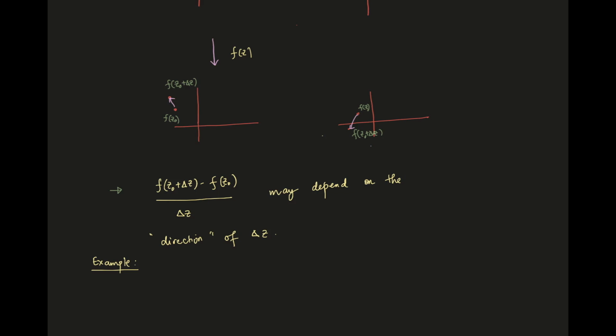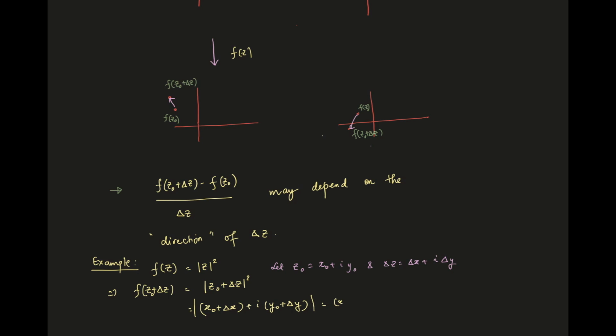So let's say f of z is the function modulus of z squared. Let's look at f of z0 plus delta z. This is modulus of z0 plus delta z, squared. And let's assume that z0 is x0 plus i y0, and delta z is delta x plus i delta y. So we can write this f of z0 plus delta z in terms of these as follows.